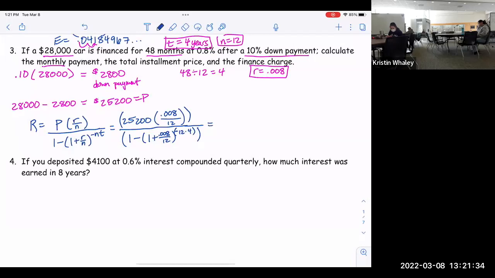So in this case, when we put this in, we should be getting an answer of $533.62. That is our payment amount. Any questions, or if anyone's not getting that same answer, I can come help.